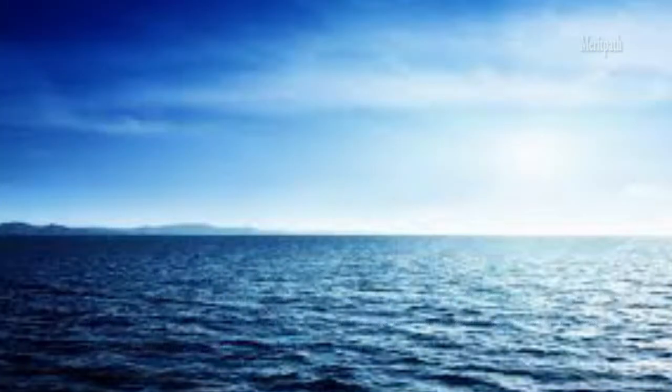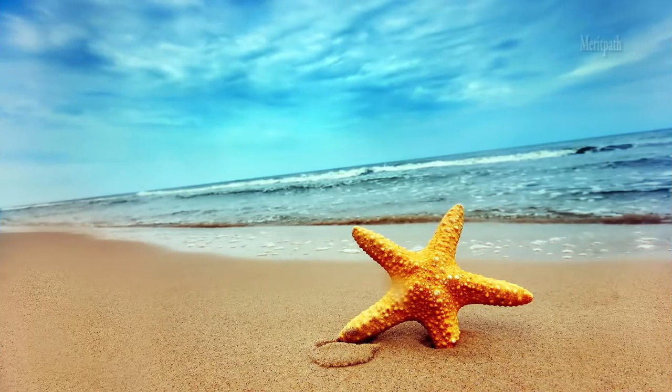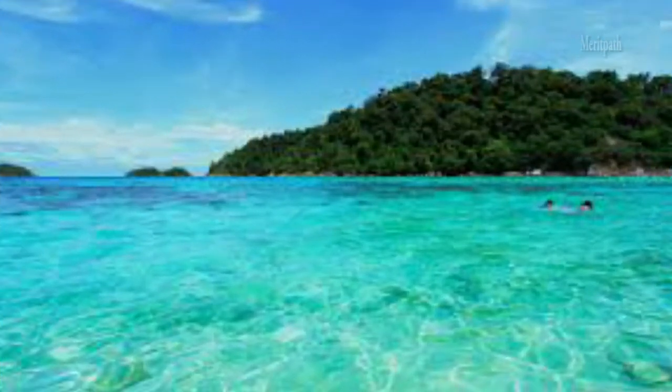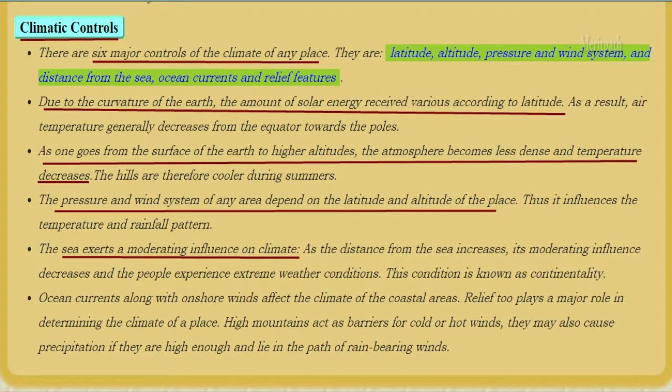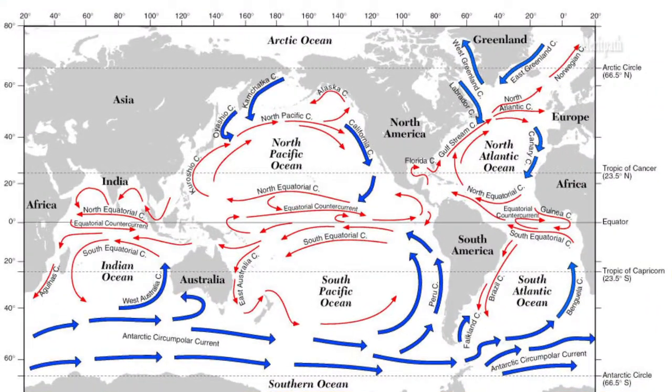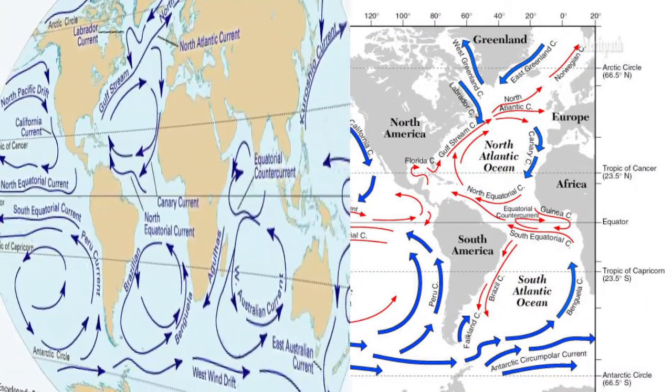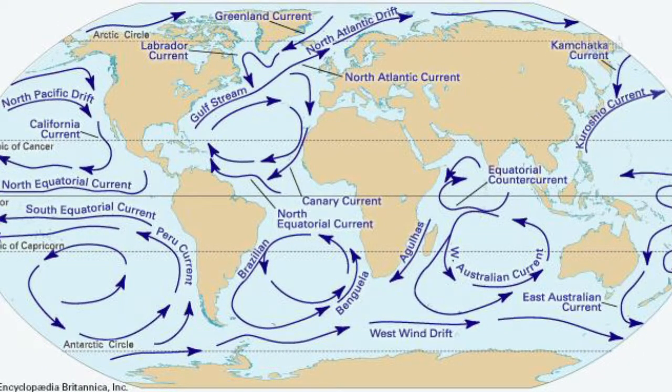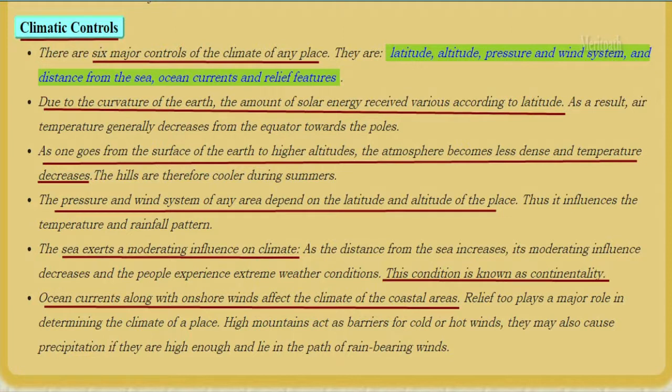Sea also exerts a moderating influence on the climate. As the distance from the sea increases, the moderating influence decreases and people experience extreme weather conditions. This condition is known as continentality. Ocean currents along with the onshore winds also affect the climate of coastal areas. Relief also plays a major role in determining the climate of any place. High mountains act as barriers for cold and hot winds. They may also cause precipitation if they are high enough and lie in the path of rain-bearing wind.